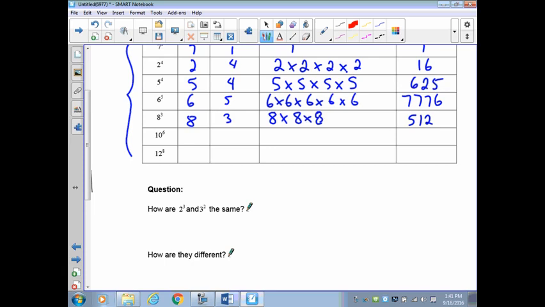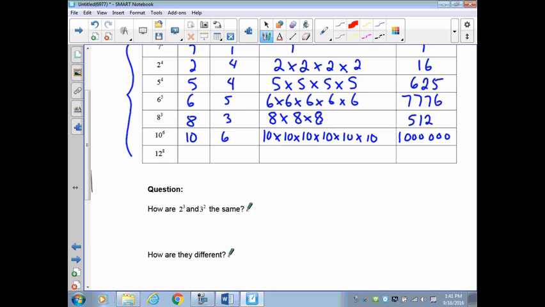Getting into some bigger numbers here. 10 to the 6th, the base is 10, the exponent is 6, which means multiply 10 by itself 6 times. So 10, 2, 3, 4, 5, 6. And that would be a 1 followed by 6 zeros. So that is a quick way of writing a million.